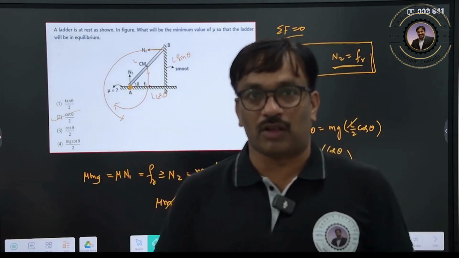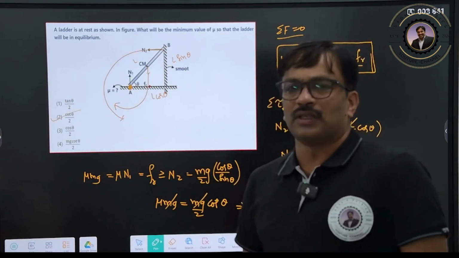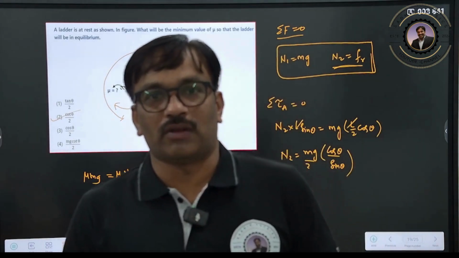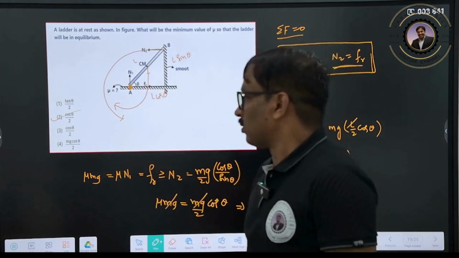In this way you can solve the ladder problems. Just to create equilibrium every time, total torque should be equal to 0 and total force should be equal to 0, that's all, clear?